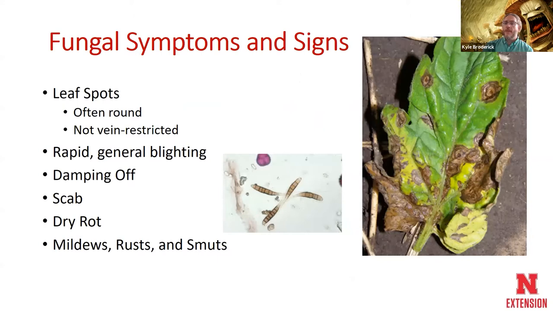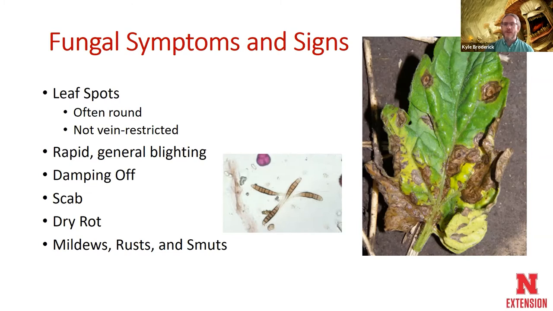And so as we are thinking about fungal diseases, especially some fungal diseases on our tomatoes, it's always important to recognize some common symptoms and signs. Often you need to know, are you dealing with a fungal pathogen or a bacterial pathogen? Knowing which one you're dealing with gives you a lot of insight into different management options. With some of our fungal leaf spot diseases, we often will have leaf spots that tend to be a little bit round and not restricted by the veins.